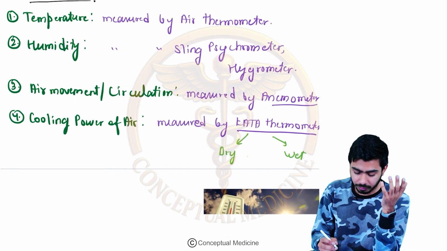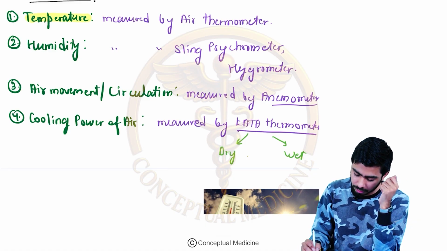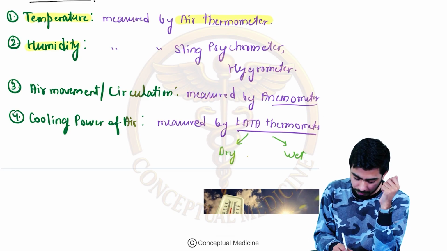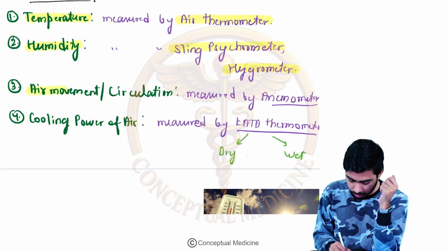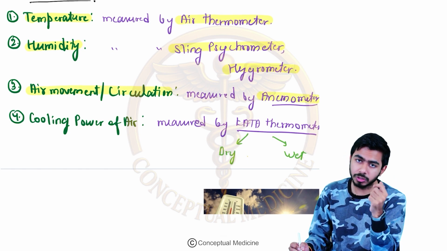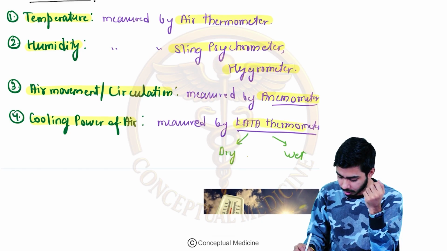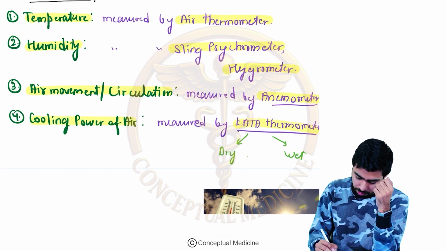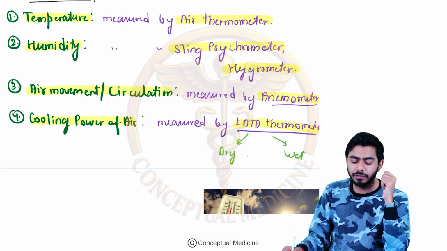It will be very easy for you, guys. So temperature, we were talking about, is measured by the air thermometer. Humidity is measured by the sling psychrometer or the hygrometer, right? Air movement or circulation is measured by the anemometer. All of the diagrams we have talked about. And cooling power of air is measured by the Kata thermometer, right? Once we have talked about that, now we shall move on to one more thing over here.